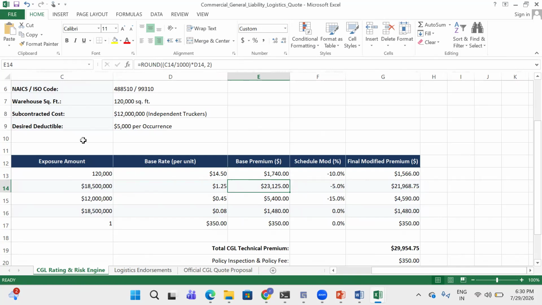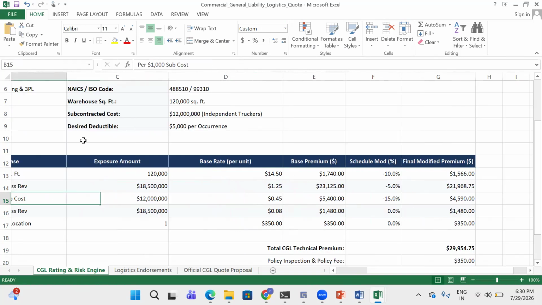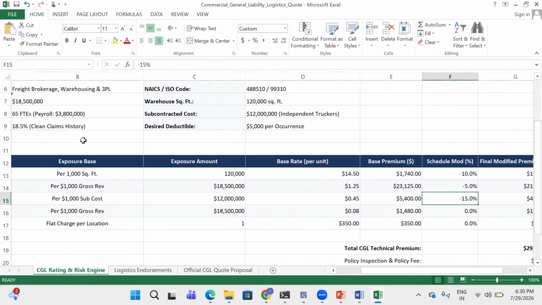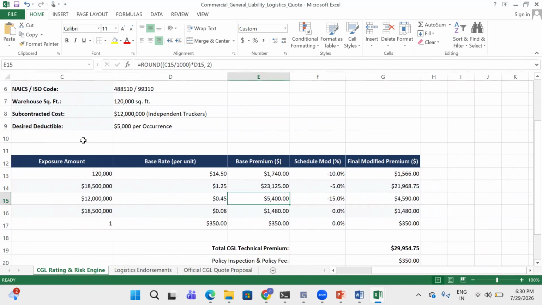And 125 on that minus 5% will be 21,968. This remains the same because there is 0%, where we don't see any changes. These are the observations we need to know. It's not only about the calculation that we do or understand. We need to see what we have observed finally and what recommendations we want to provide. As far as the contingent liability cost is concerned, there is a schedule modification of minus 15% on $5,400, so it was around 4590.